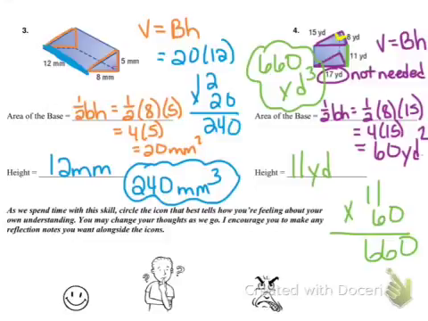Okay, that's it for finding volume. The key really is just recognizing that you have to find the area of the base and then multiply that times the prism height. Okay, those are the key things.